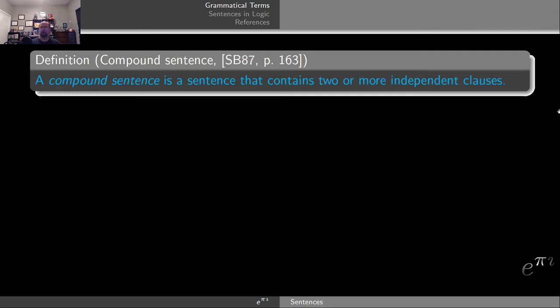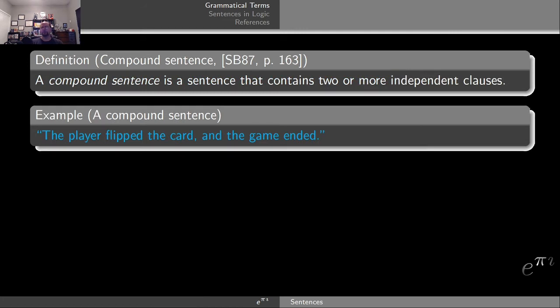With the notion of clause in hand, we can build other notions of sentences, specifically the compound sentence. A compound sentence is a sentence that contains two or more independent clauses. For instance, consider this statement. We have the player flipped the card and the game ended. So the player flipped the card is perfectly understood on its own. The player flips over this card, stands on its own just fine.